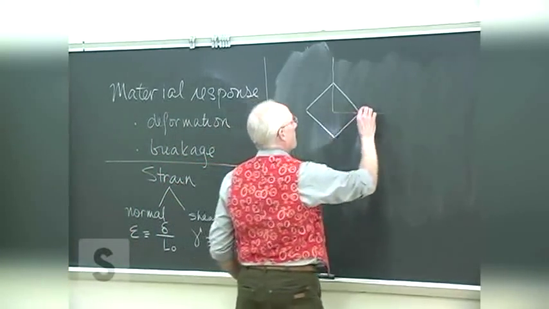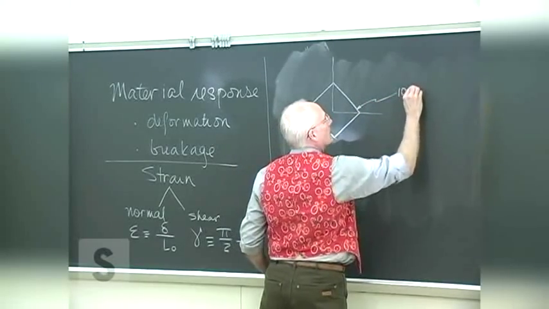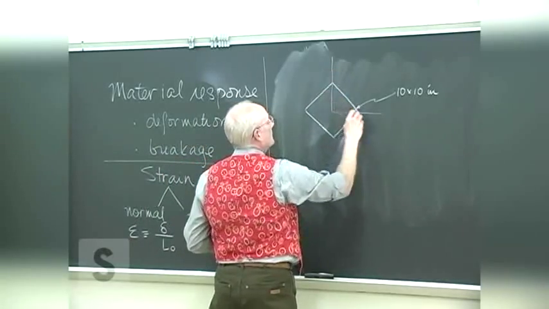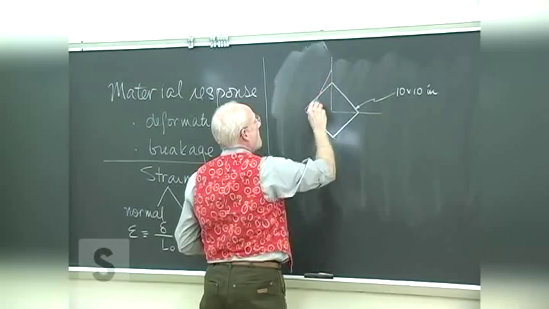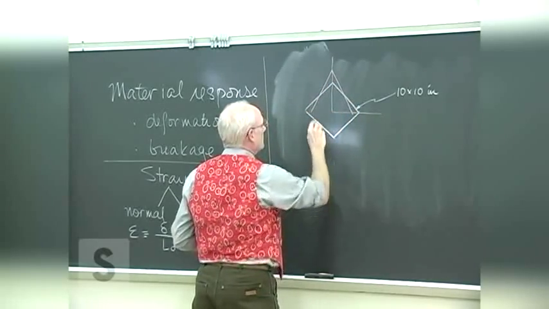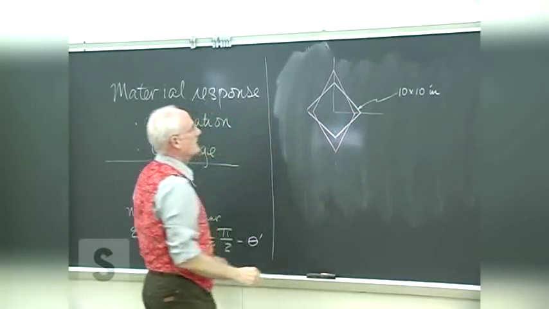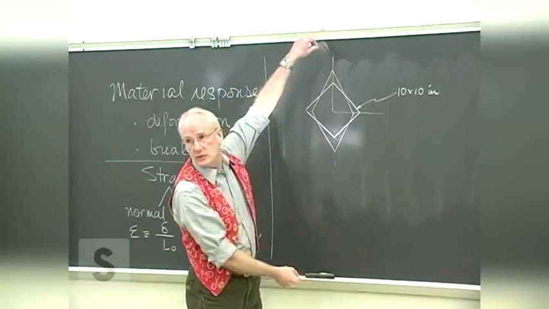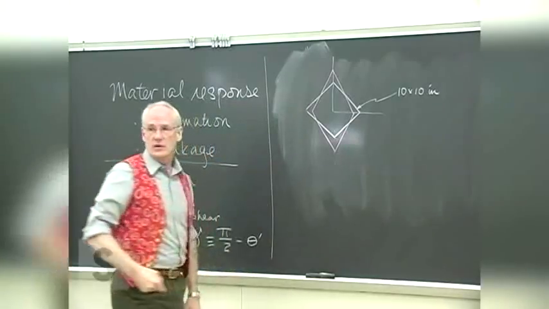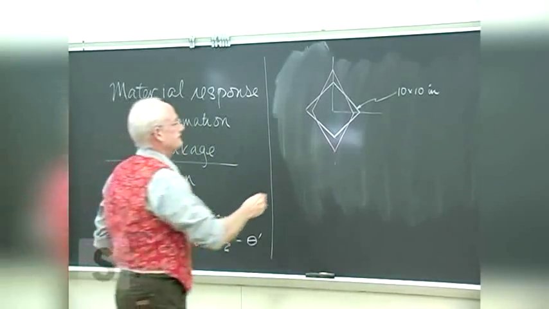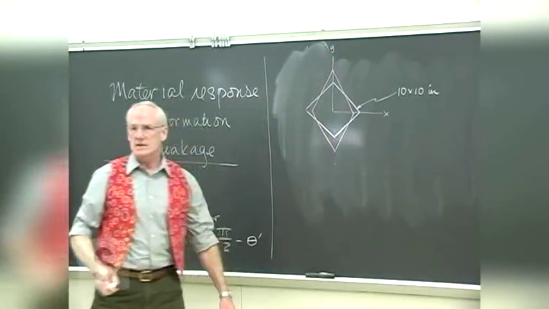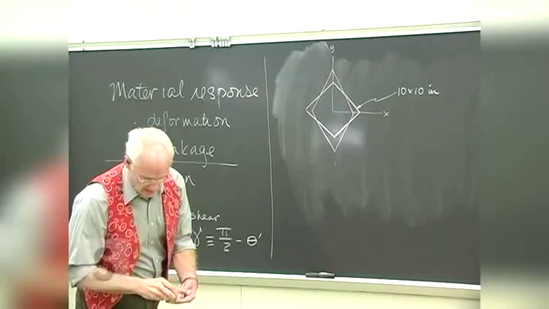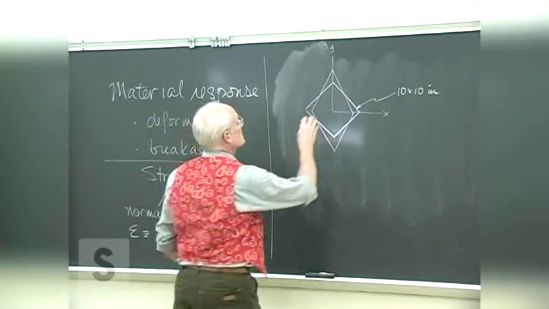Originally it is 10 by 10 inches, and strains to something like this. Of course, not to scale. So due to whatever loading, looks like quite possibly either an axial loading in the y direction, a tensile loading, or a compressive loading in the x direction. We're not talking about just what the load is, it's just the response of the material to it. We'll look at what loads do and then figure out what is going on as we go through the rest of this term.